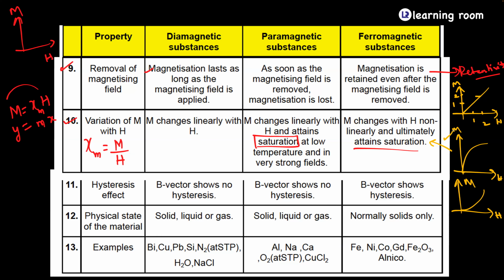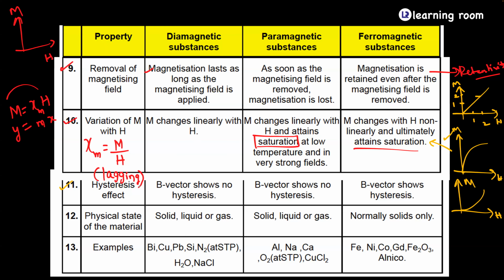The next point is about the hysteresis effect. It's called hysteresis. The meaning of it is there will be some lagging, so you can also call it the lagging effect. What is the meaning of this lagging? Listen to this carefully: how fast a magnetic substance is responding to the external magnetic field, both in positive direction and negative direction.